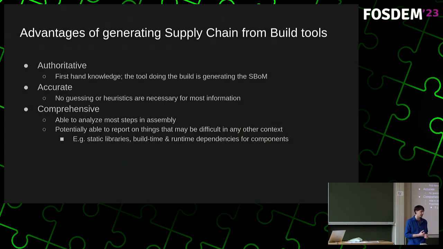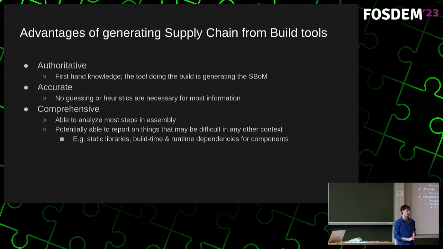So there's a couple of advantages for generating supply chains from your build tools at build time. I like to say that they're authoritative because they have first-hand knowledge, because they're the ones actually doing the build, so they should know what's actually happening at each step. And likewise, they're very accurate. There shouldn't need to be a lot of guessing from your build tools about what's going on at each step, unlike post-mortem analysis, which tends to, I think, use a lot of heuristics or things like that. And they're comprehensive.